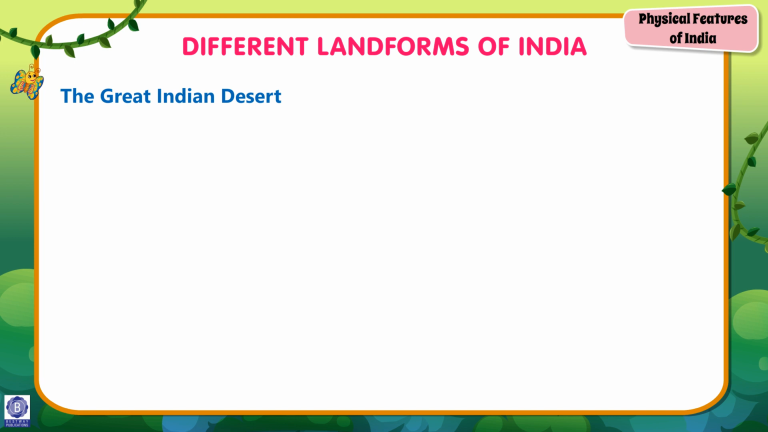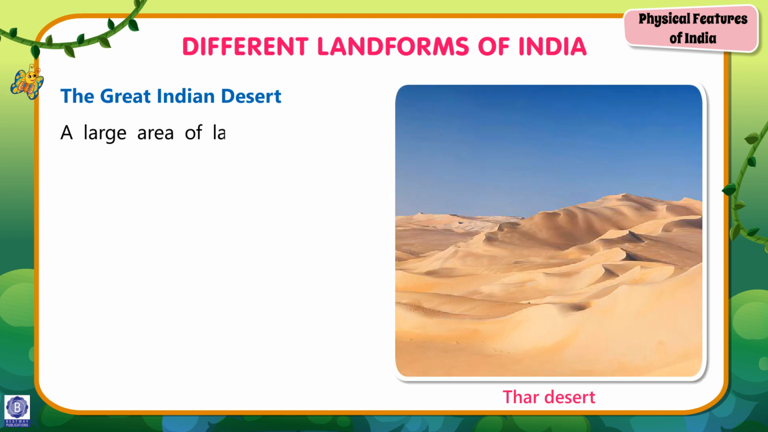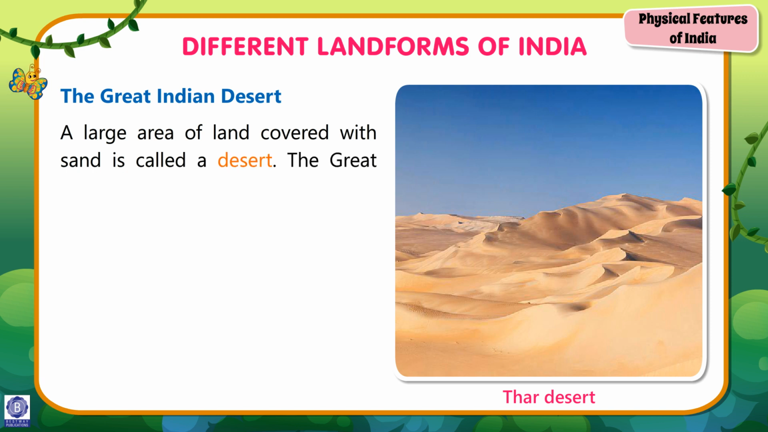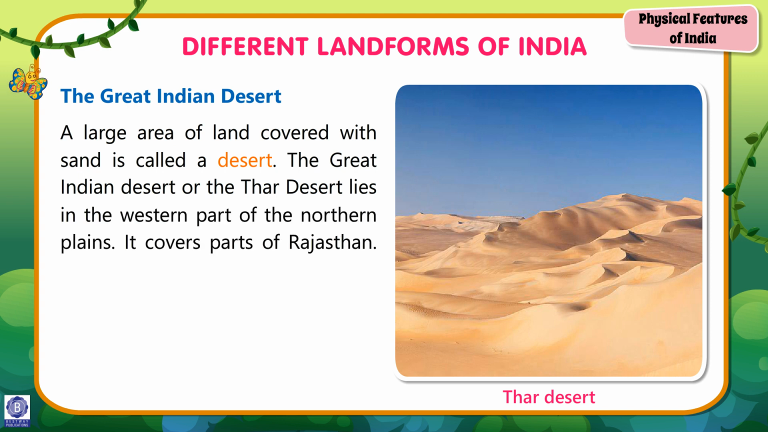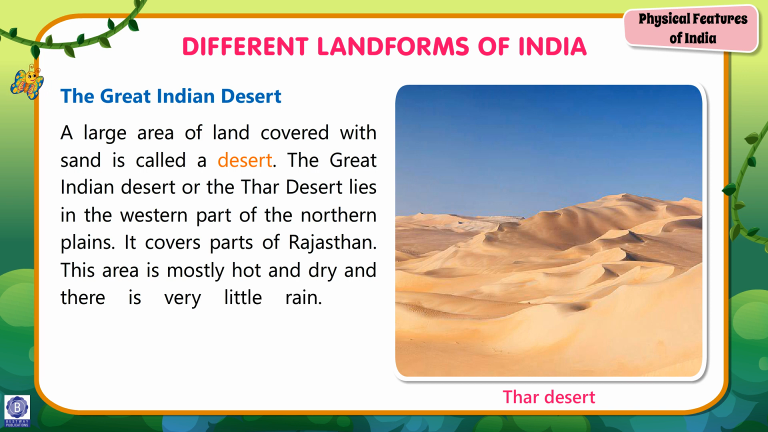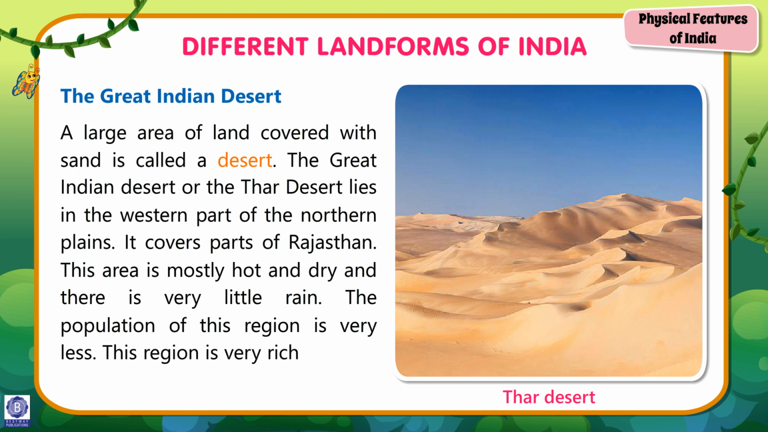The Great Indian Desert. A large area of land covered with sand is called a desert. The Great Indian Desert or the Thar Desert lies in the western part of the northern plains. It covers parts of Rajasthan. This area is mostly hot and dry, and there is very little rain. The population of this region is very less. This region is very rich in its art and architecture.